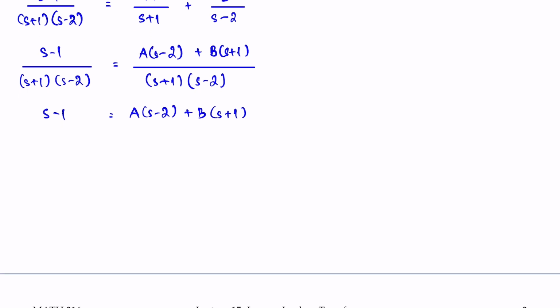So if s equal to 2, then you have 2 minus 1 equal to a times 2 minus 2, so this is 0, plus b times 2 plus 1, so here you have b is equal to 1/3.